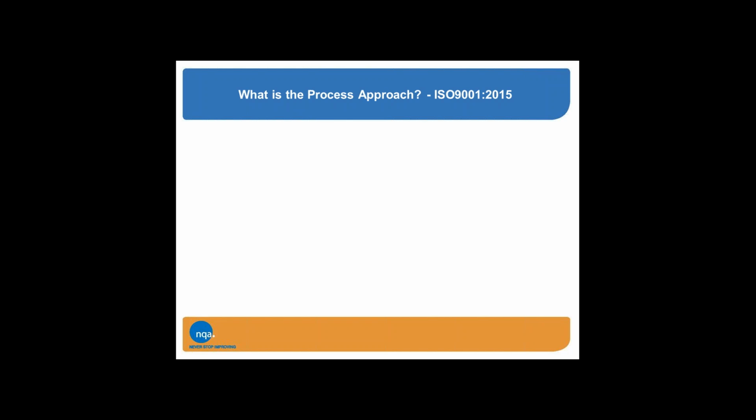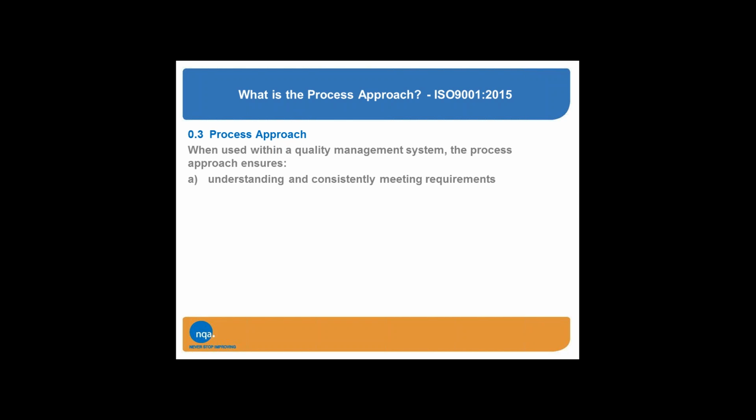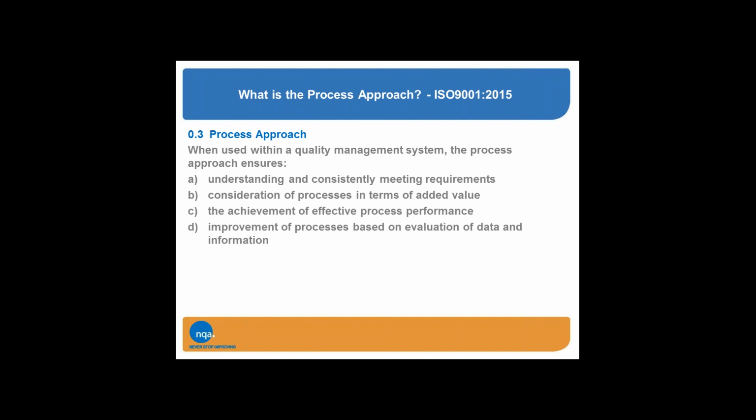So what is the process approach? So it ensures understanding and consistently meeting requirements, consideration of processes in terms of added value. We need to consider effective process performance, and we need to improve our processes, and to do this we're going to need data and information, and we're going to need to evaluate that data and information. And we need to think about risk. You can't really separate process and risk. They're very closely entwined, but we need to consider risk.